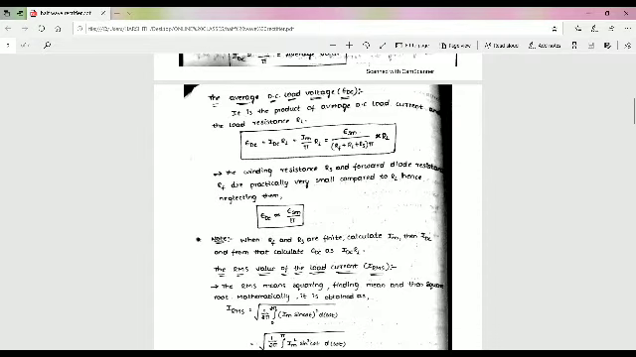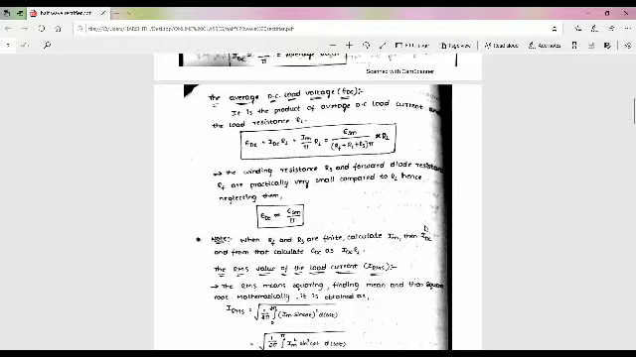The winding resistance RS and the forward diode resistance RF are practically very small compared to RL. So EDC equals ESM by pi.